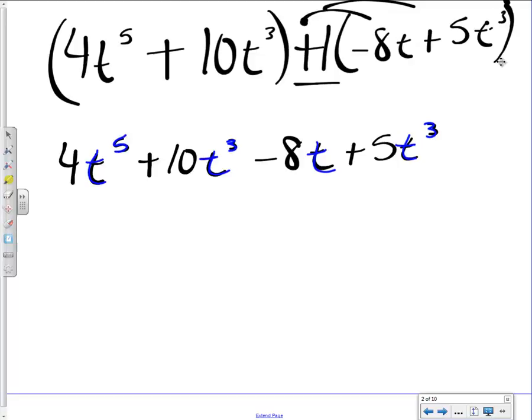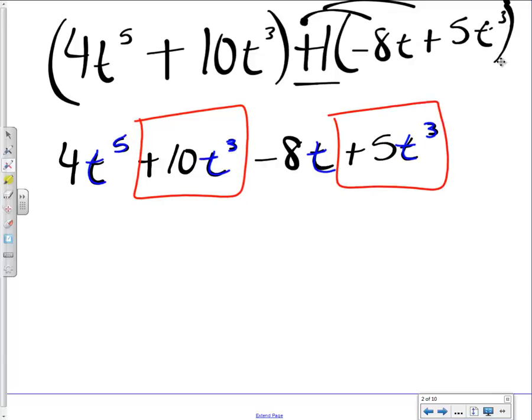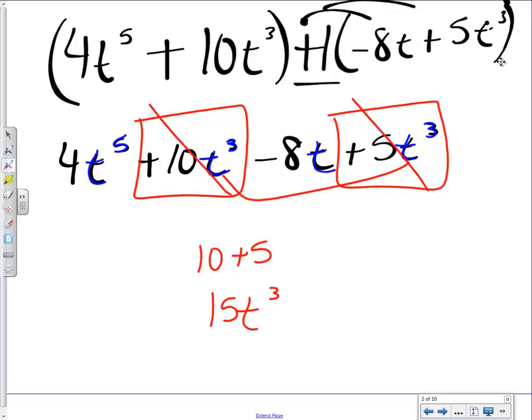So what do I have that matches? I have this and I have this. Okay, they match. Why do they match? Because they are both t to the third. So I'm going to bring t to the third down because it's going to stay part of the answer, but I have 10 plus 5. What do I get when I add 10 plus 5? I get 15. And so these two pieces have been used and they became 15t to the third.